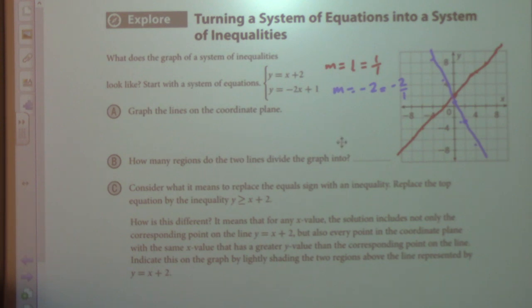And so now we've graphed the lines on coordinate planes, and we have this question in part B: how many regions do the two lines divide the graph into? We have two lines and we divide this graph into how many sections? How many regions do we have divided by these two lines? Four, right? Four things.